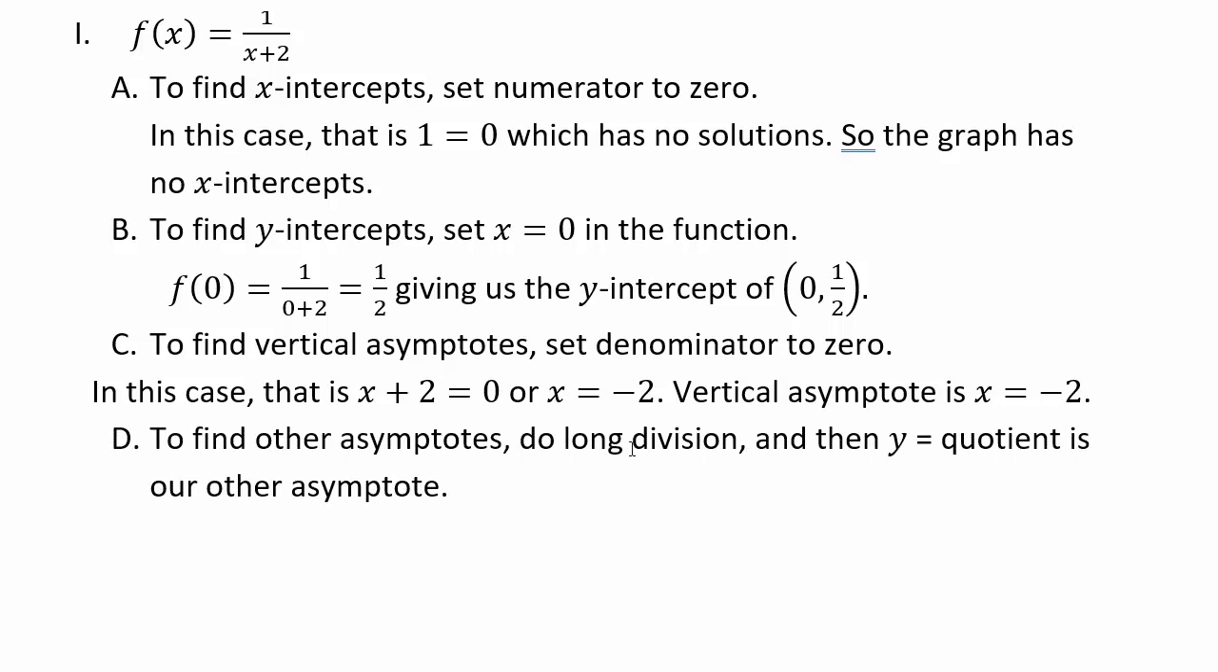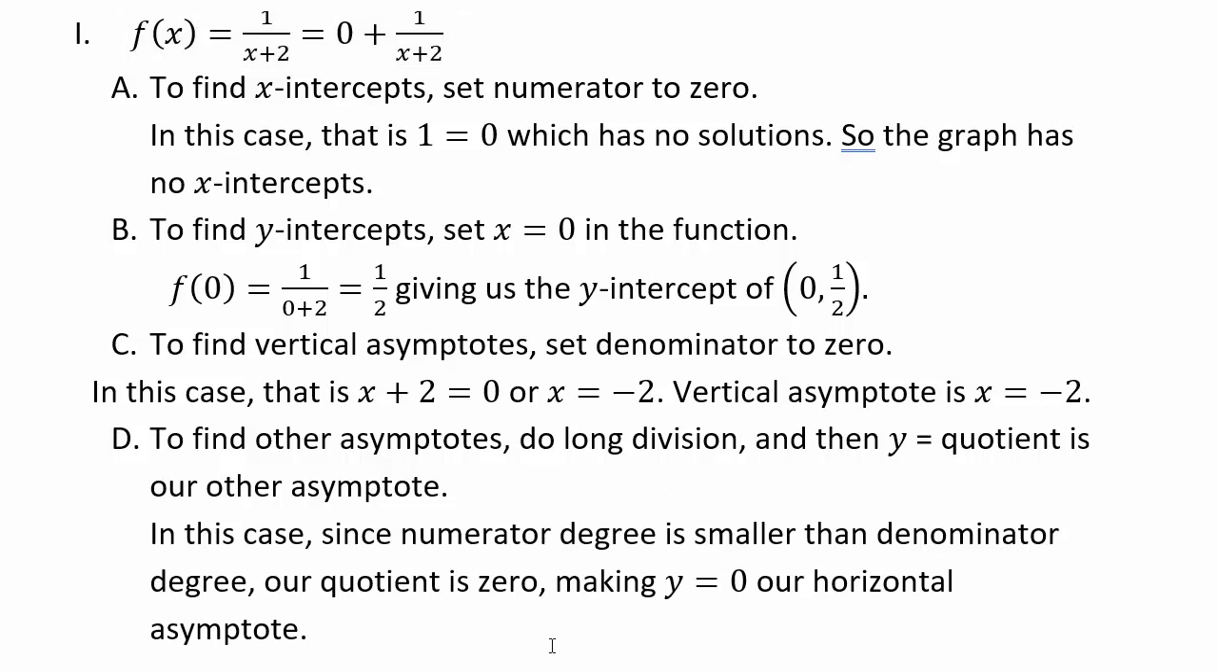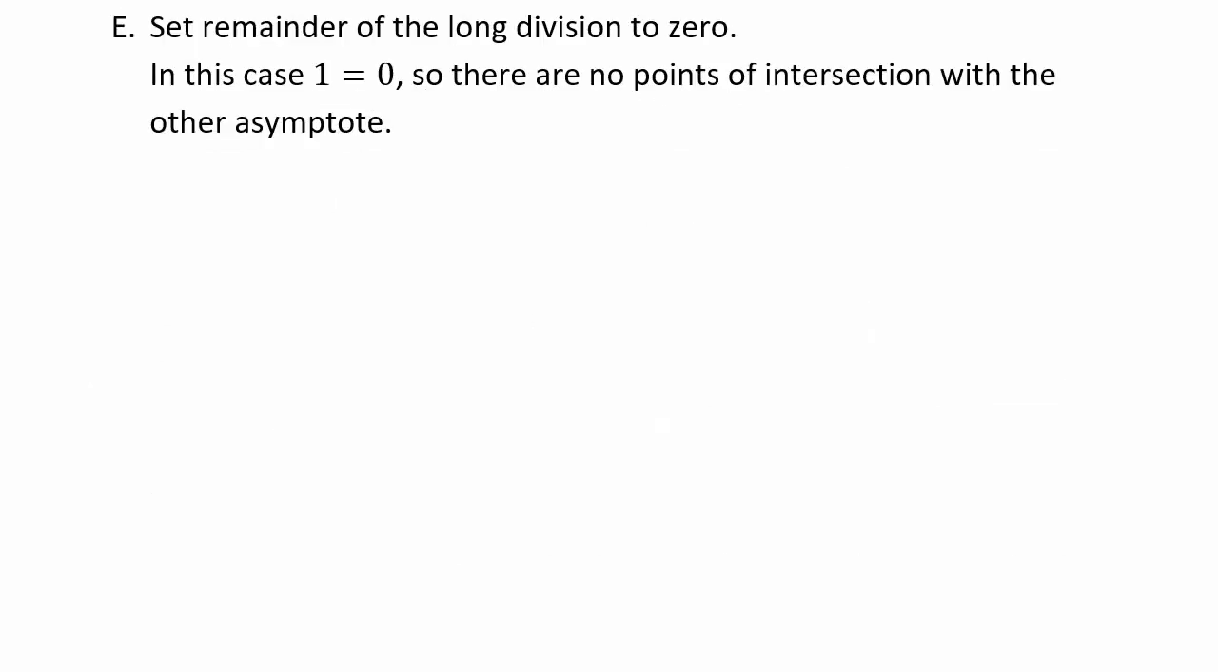For the vertical asymptote, set the denominator to 0, which will give you x equals -2. To find the other asymptotes, when you do long division, this is written as 0 plus 1/2. So 0 is a constant, so y equals 0 is the horizontal asymptote here, because our numerator degree is smaller than the denominator degree. The remainder here is 1. If you set the remainder to 0, you get 1 equals 0. So there are no points of intersection.